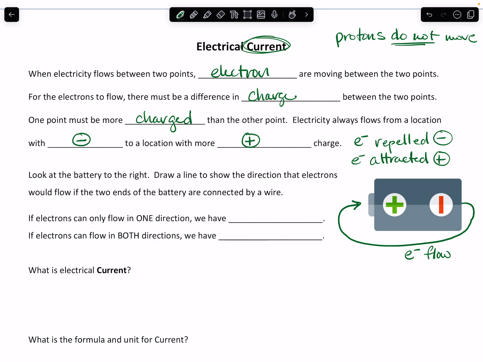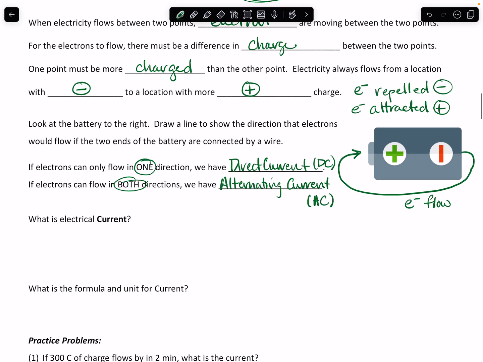There are two types of current that we can talk about. If electrons flow in one direction, we call this direct current, which we often call DC current. If electrons can flow in both directions, then we have what's called alternating current, which is represented with AC. AC current requires that the two poles of your battery or power supply are able to switch, which means the electrons are going to change their direction of flow. We tend to stick with DC current for our look at electricity.